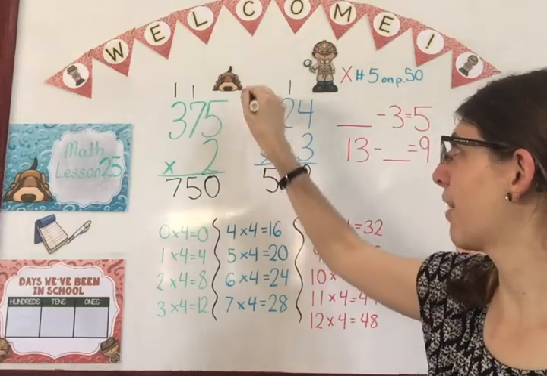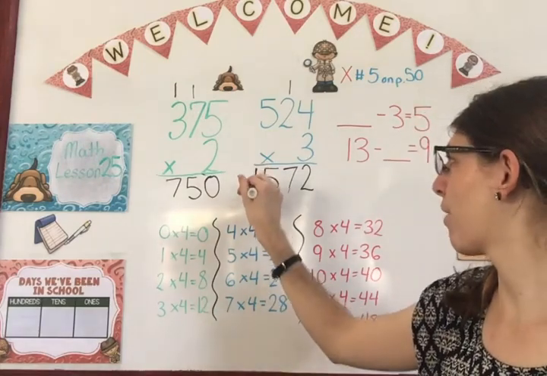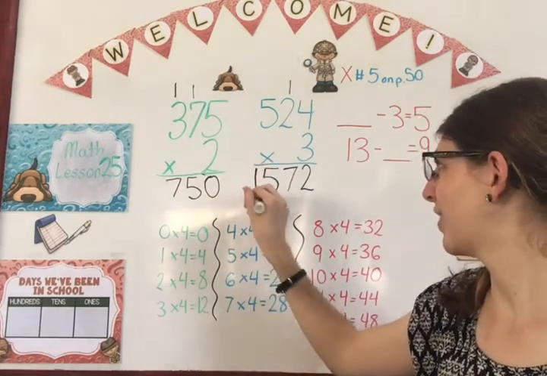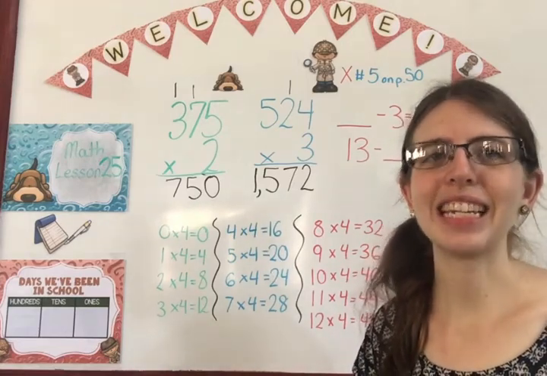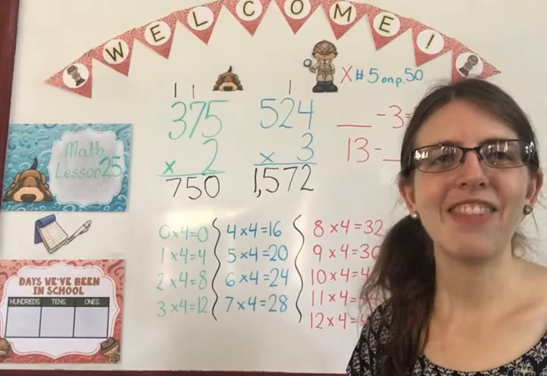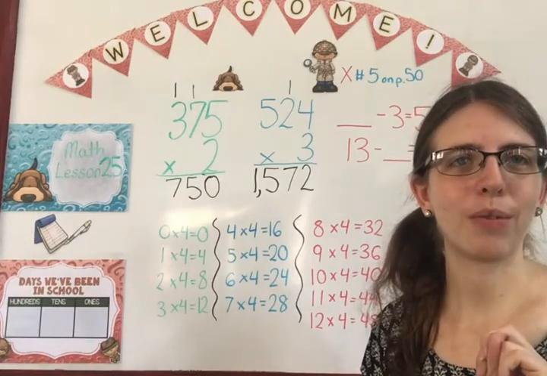Do I have anywhere to carry my 1 to? Nope. So I just write the 1 right next to it. So my answer is 1,572. And that's what you're going to be doing on your homework today. There's 2 more things about your homework that I want to show you.